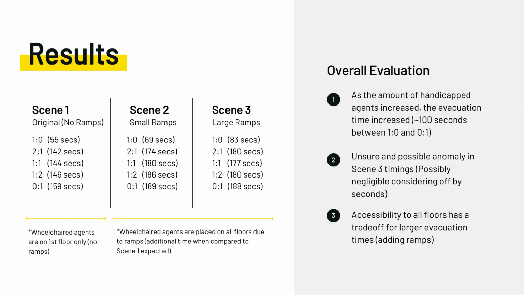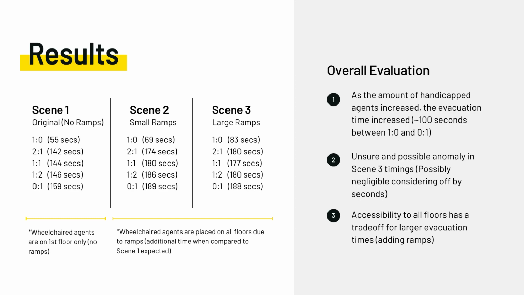And then scene 3, so this was large ramps. The first two test simulations took between 183 seconds and 180 seconds, and then there was a decrease in the third test to 177 seconds, and then an increase again. Eventually, it went to 188 seconds. But in scene 3 with large ramps, we were able to see overall more efficiency in evacuations for handicapped agents, impaired agents, and normal agents. So overall, as the number of handicapped agents increased, the evacuation time also increased.